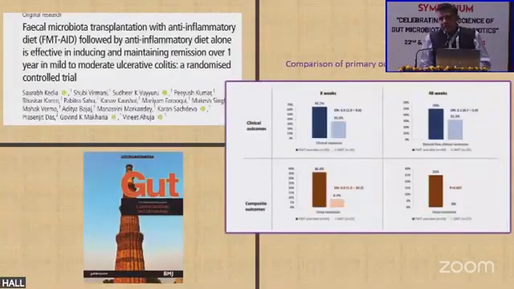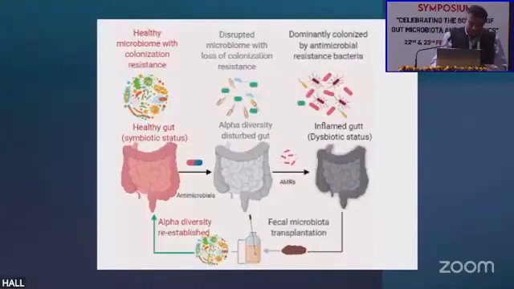We had done an FMT trial 2 years back, which looked at fecal microbial transplantation with anti-inflammatory diet for induction of remission and maintenance of remission in patients with ulcerative colitis. FMT was given for 8 weeks, followed by maintenance with anti-inflammatory diet, and the trial found significant, effective results in inducing clinical remission and maintaining it for a period of 1 year. And subsequently, we looked at the microbiome metabolite changes.